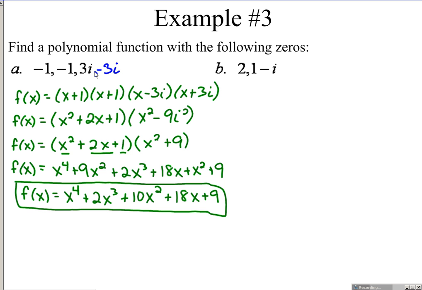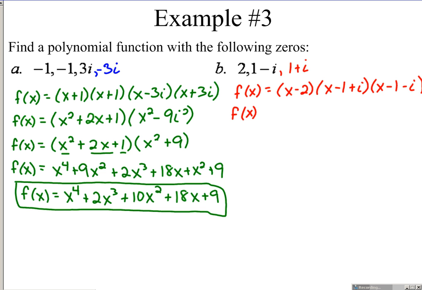Letter B. Once again, we know that if 1 minus i is a solution, that 1 plus i has to be a solution. So now we have 3 total solutions. We know we should end up with a degree 3 polynomial. Our polynomial is f of x equals x minus 2 times x minus 1 plus i times x minus 1 minus i. I'm going to leave the x minus 2 till the end.